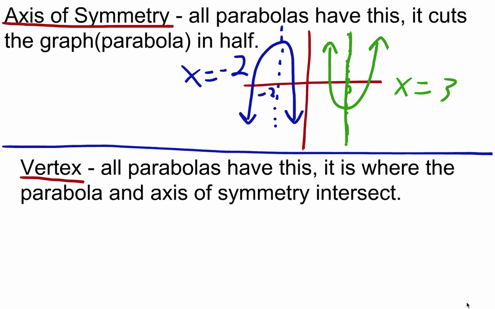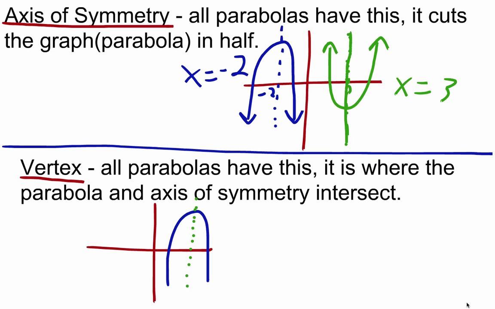And next is our vertex, and all parabolas also have this. This is where the parabola and the axis of symmetry intersect. So if I have a graph, and I have a parabola, the green is my axis of symmetry, because that cuts it right in half.